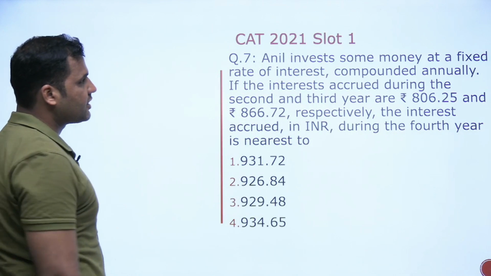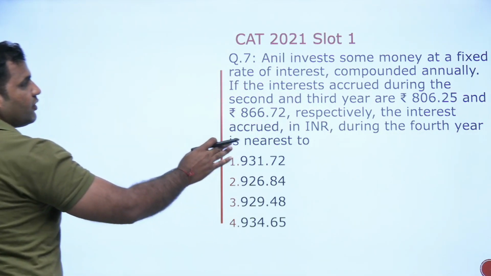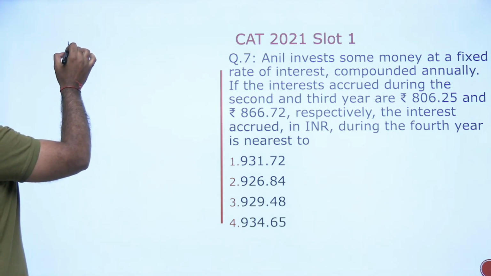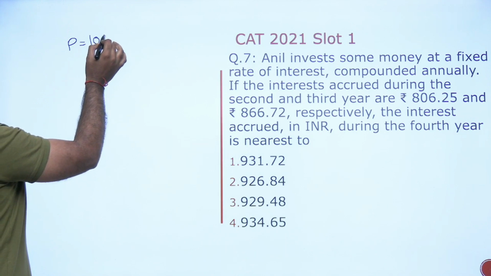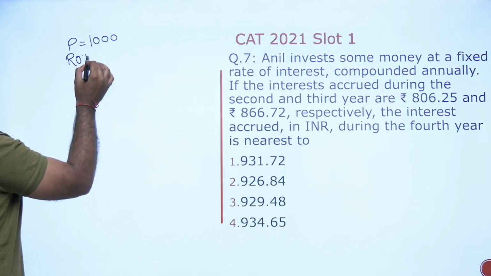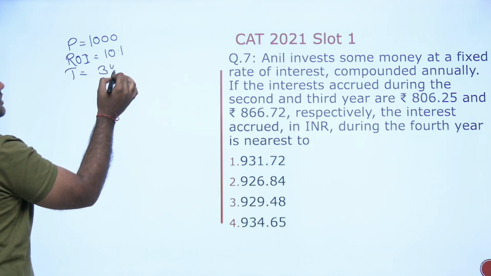It is a simple compound interest question. If you know the basics of compound interest, it is very simple for you to understand. Let me help you understand this, guys. Let me just give you a basic theory of compound interest. If I say the principal is 1000 rupees and the rate of interest is, let's say, 10%, and time is equal to 3 years.